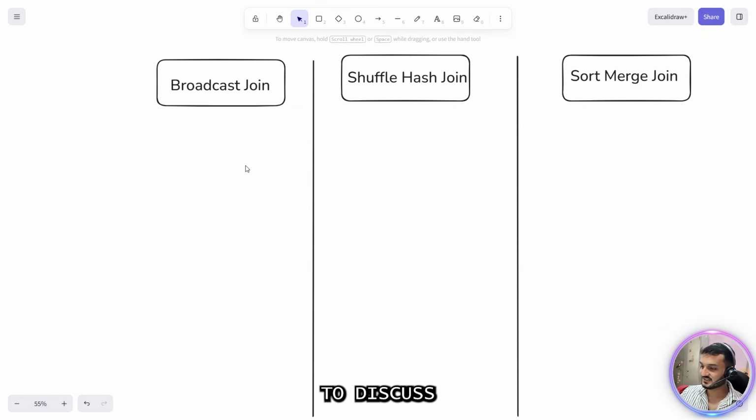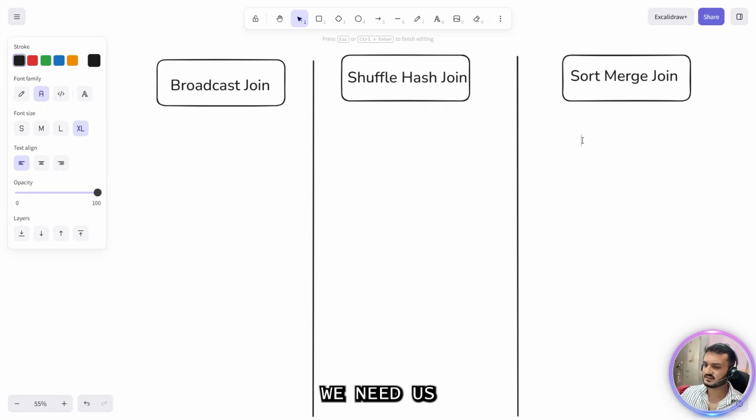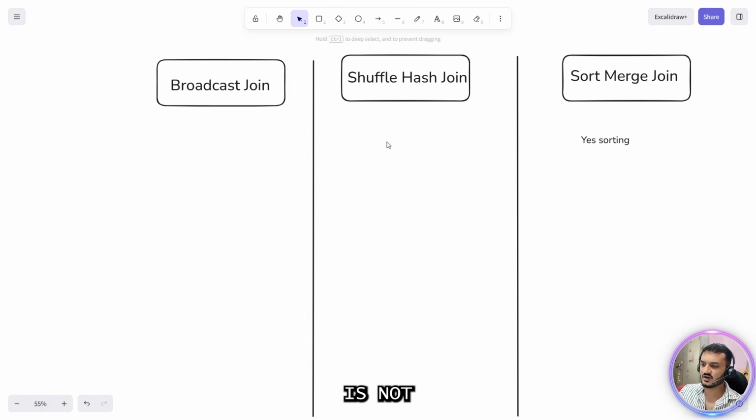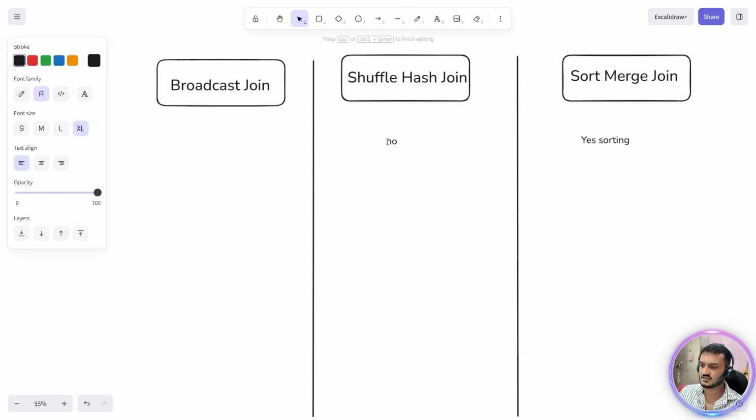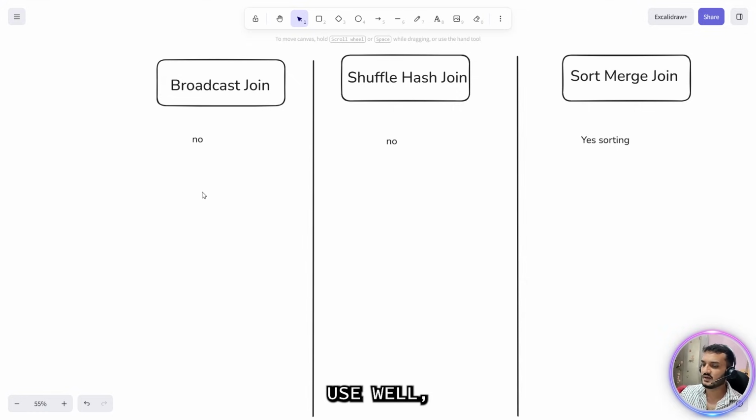So in this video, we are going to discuss the difference of broadcast join, shuffle hash join, and sort merge join. Okay. So very first topic is sorting. Sorting is an expensive thing. So yes, we need sorting in our sort merge join. Sorting is required here, but sorting is not required in shuffle hash join and definitely not in our broadcast join. Okay. Since sorting is not required, when to use what? How will you know when to use what, right?